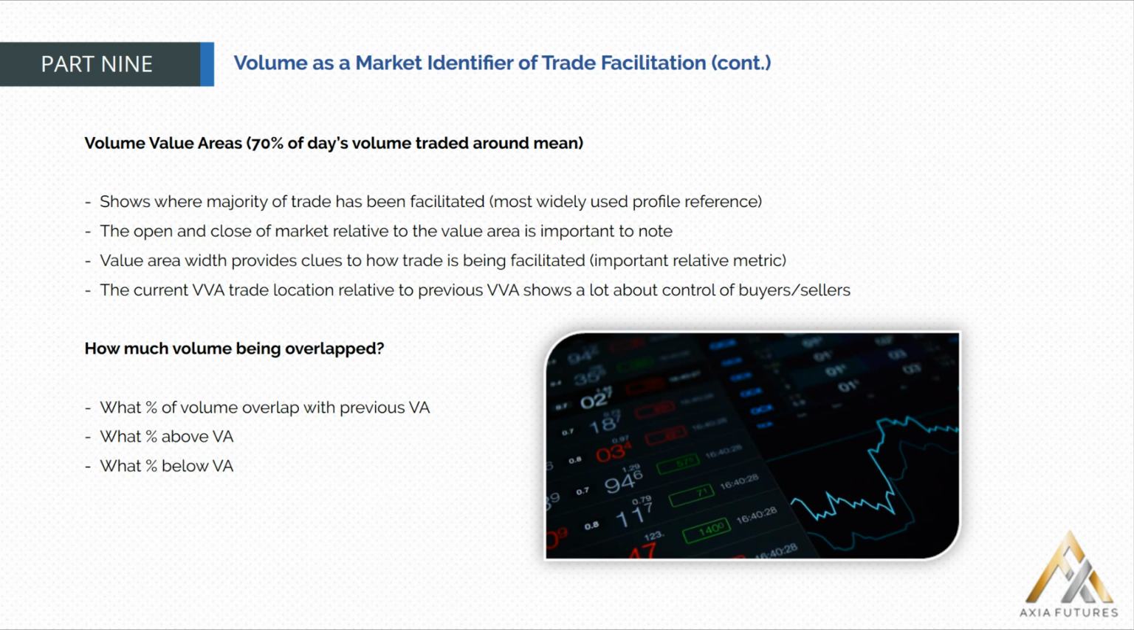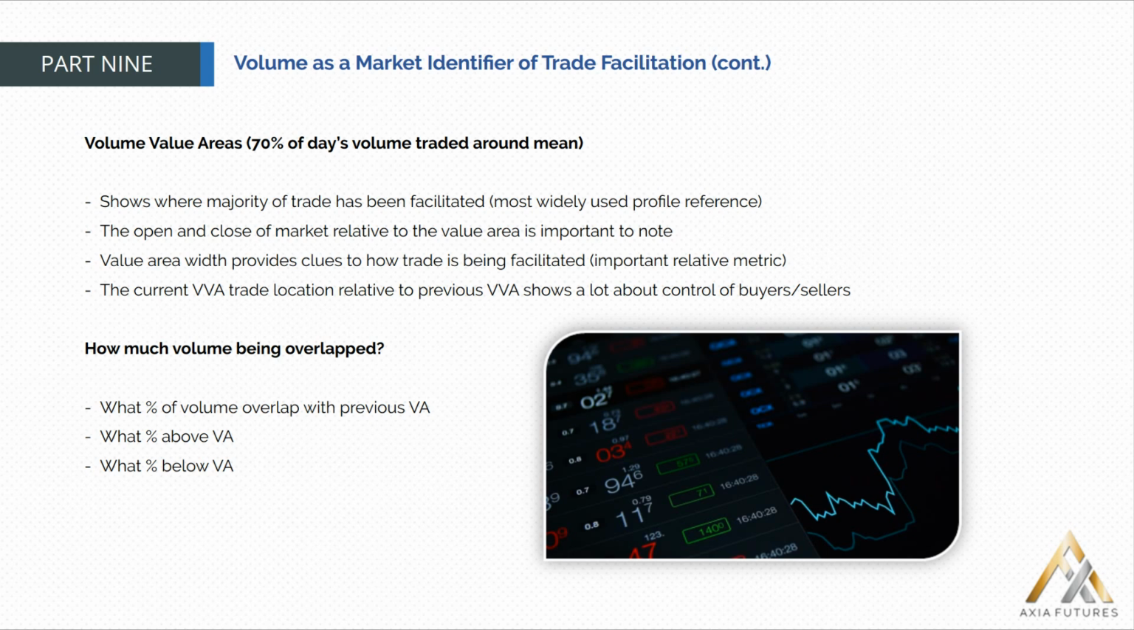Then, the current value area trade location relative to its previous value area, or the previous day's value area, shows a lot about the control of buyers and sellers. We're going to talk a little bit more about this location of the value area as we go through the coming slides. So, the question to ask ultimately with today's value area versus yesterday's value area is how much volume, or how much value area overlap, is there?